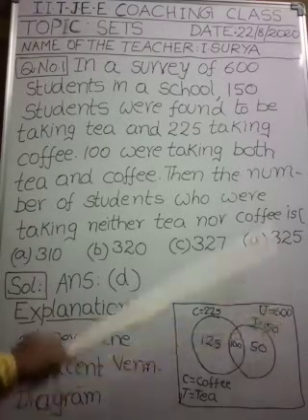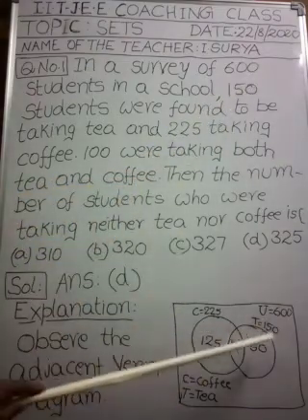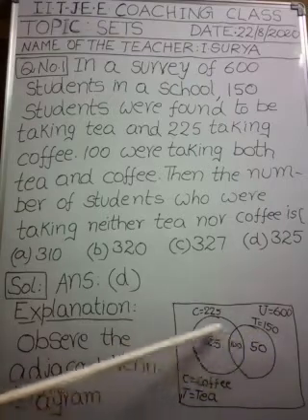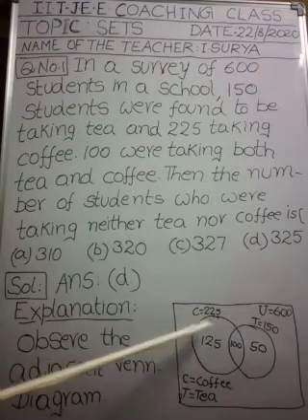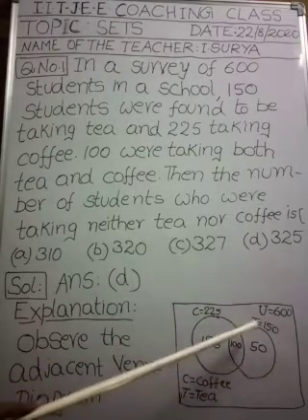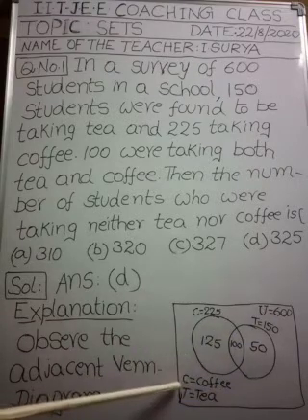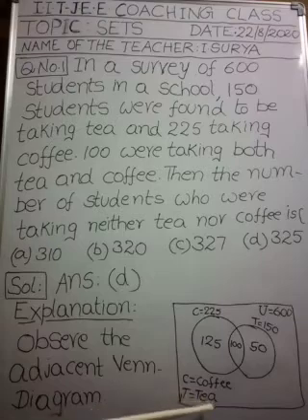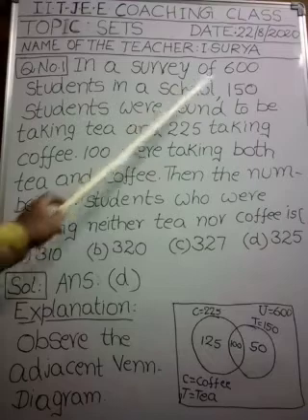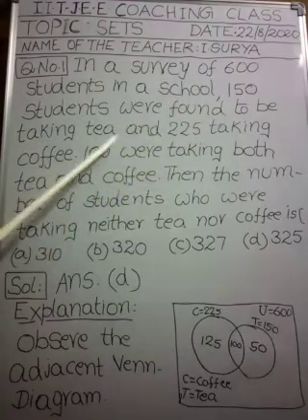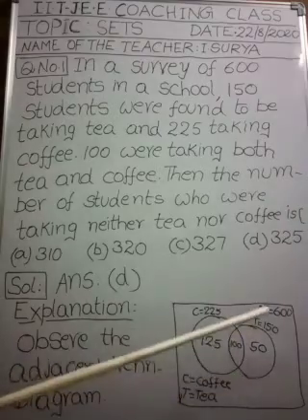How many students are there in the school? 600. Okay, my children. Here I have drawn two circles. This circle stands for the number of students who are taking coffee, and this circle denotes the students who are taking tea. I clearly mentioned, C stands for coffee, T stands for tea. So how many students are taking tea? 150 students. So T is equal to 150. In this circle, the total number of students is 150.